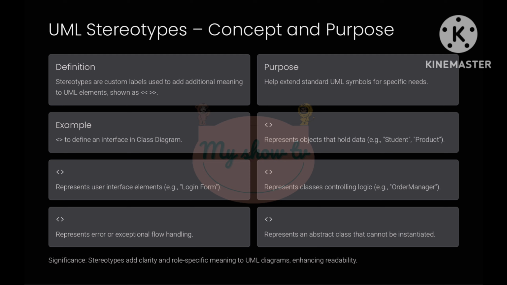Another common stereotype is <<entity>>, representing classes that hold data, such as student or product. <<boundary>> represents system boundaries, often the user interface, like a login form. <<control>> represents control logic, classes that manage operations and workflows, like order manager. <<exception>> represents classes or elements handling errors.